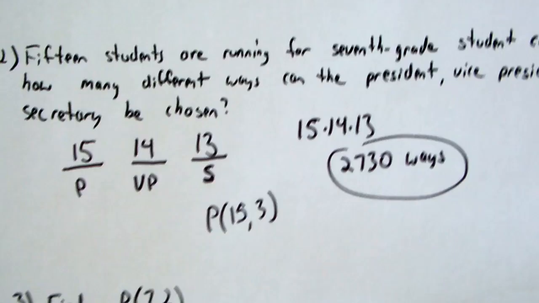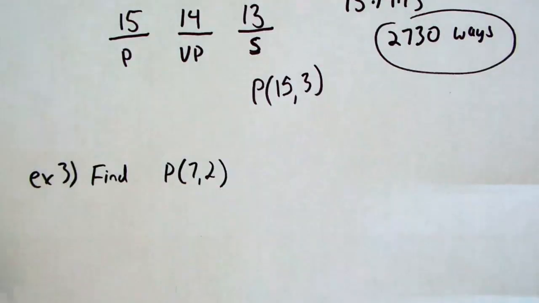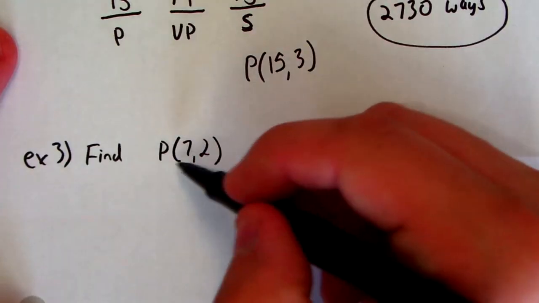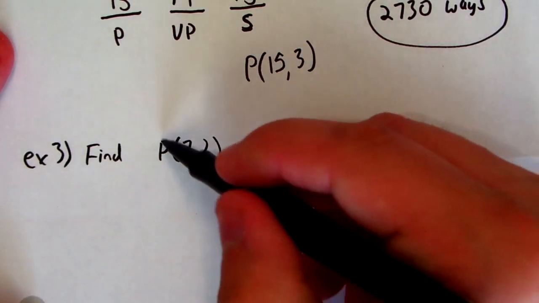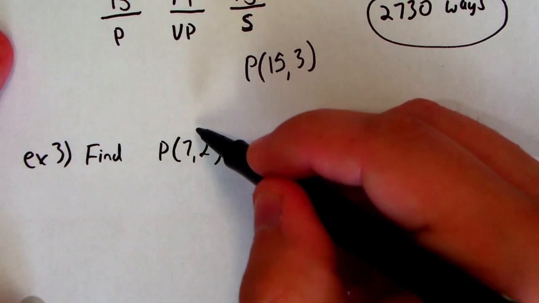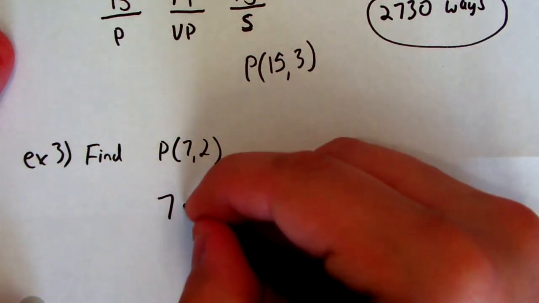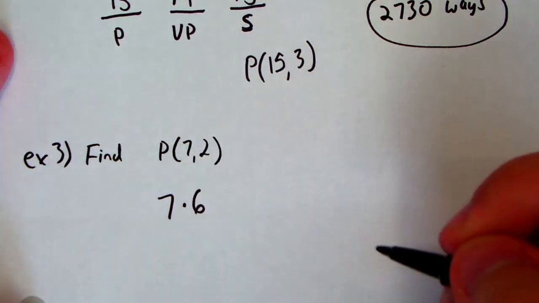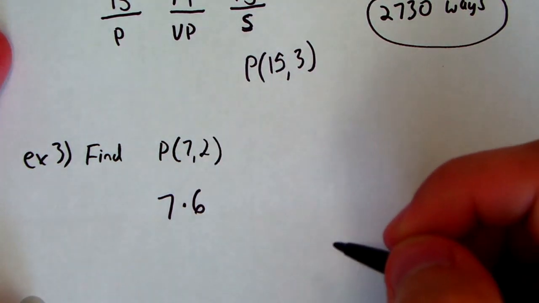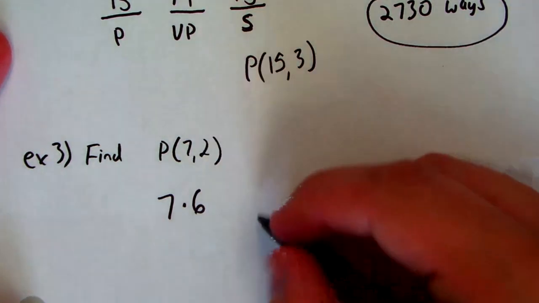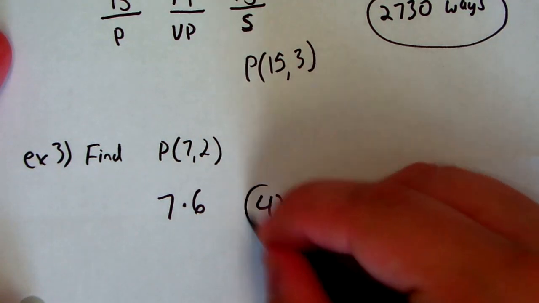So now if we look at some more examples. Example 3, we now simply have P of 7 and 2. This means permutations with 7 options and 2 openings. So we go 7 for the first option, 6 for the second option, and 7 times 6 is 42.